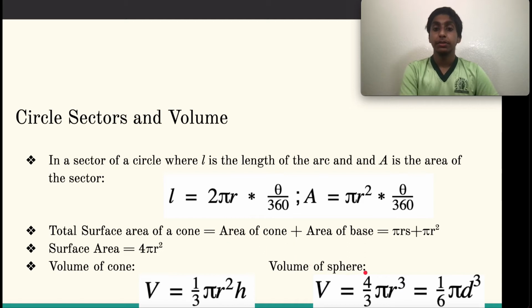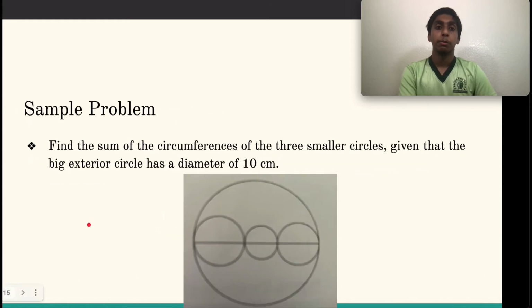The volume of a sphere is going to be 4/3 times pi r cubed, right? And you could also rewrite this as 1/6 times pi d cubed. And here d is your diameter. Okay, so these are just some quick and easy formulas that you can use when you're trying to form a circle or a huge circle part of a 3D figure. Okay, so let's move on to our sample problem.